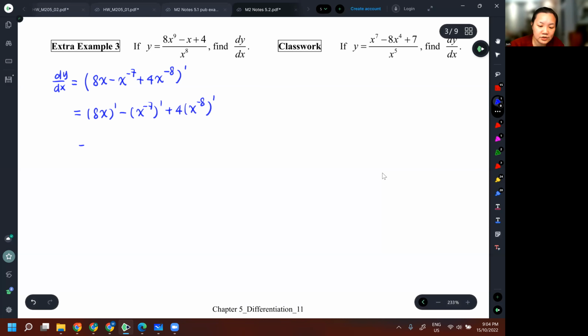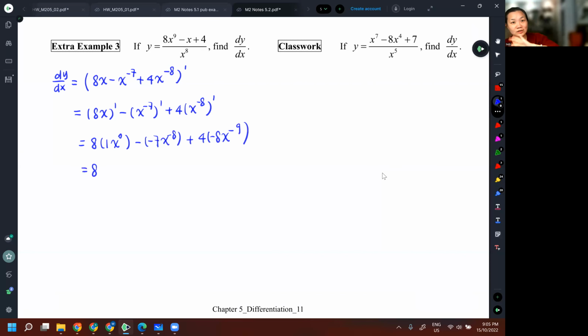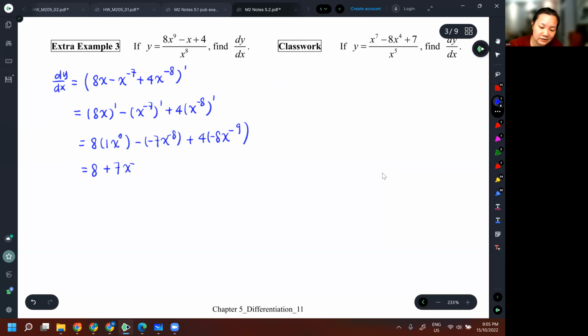Okay. Now for the first one, it's 8, and then this is 1 times x^0. Later on, you will know it's just 1. For this one it is -7 x^-8. The last one is 4 times -8 x^-9. So you're getting 8. Now this is 1 times x^0, it is not 0. That's 1. Okay. Plus 7x^-8 and minus 32x^-9. At this time, you turn on your camera and show me when you're done. This classwork.